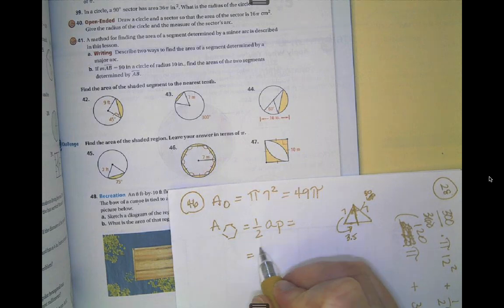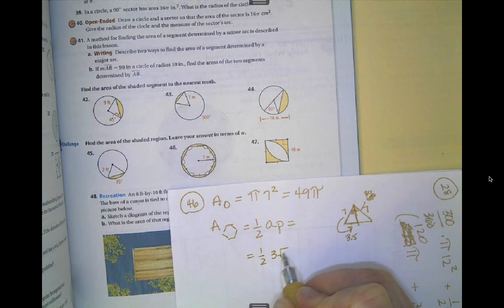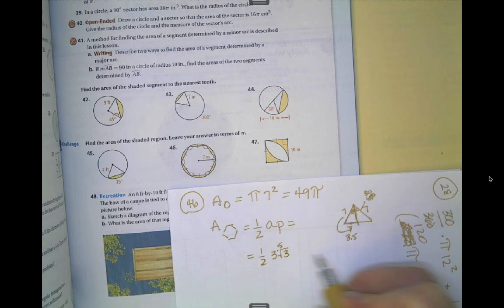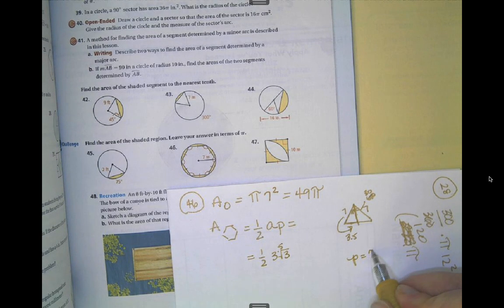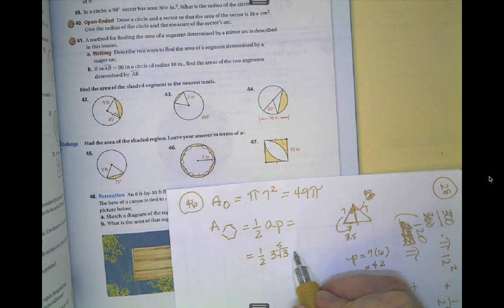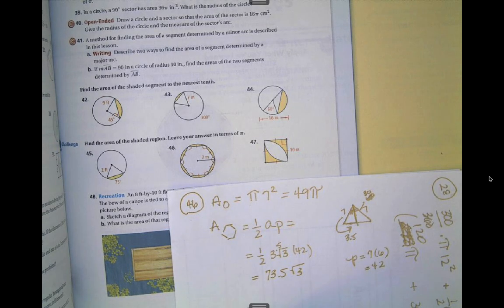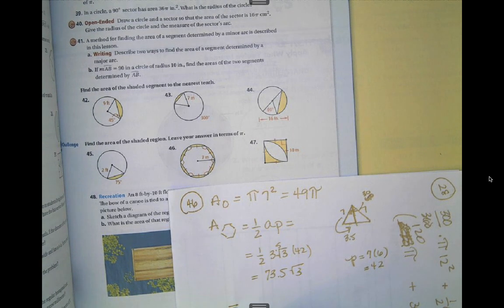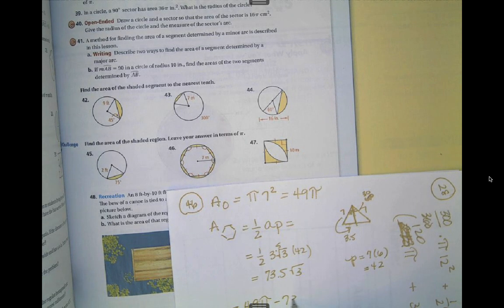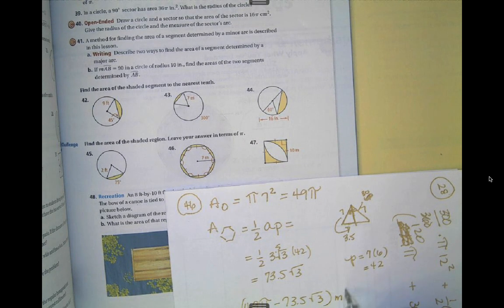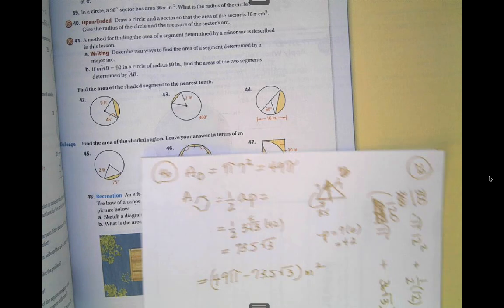So right here, I would have 1/2. The apothem is 3.5 square roots of 3. The perimeter, so one side is 7. There's 6 sides, so the perimeter is 42. This ends up being 73.5 square roots of 3. So then my final answer for this one, because I'm going to subtract those two, I have 49 pi minus 73.5 square roots of 3. And again, this is meters squared. Okay?